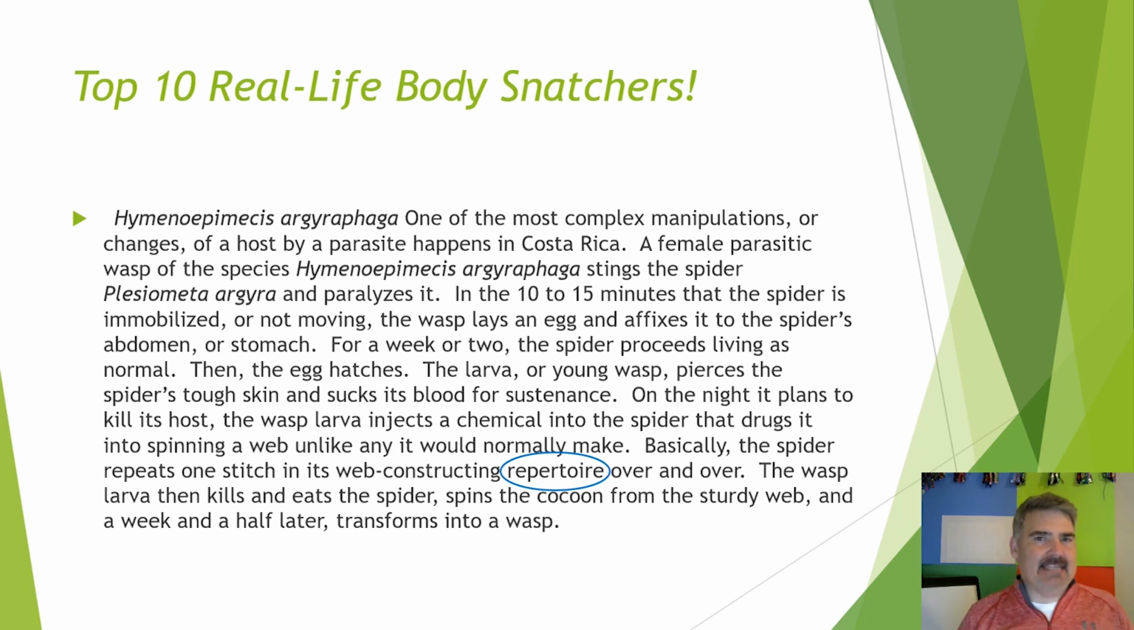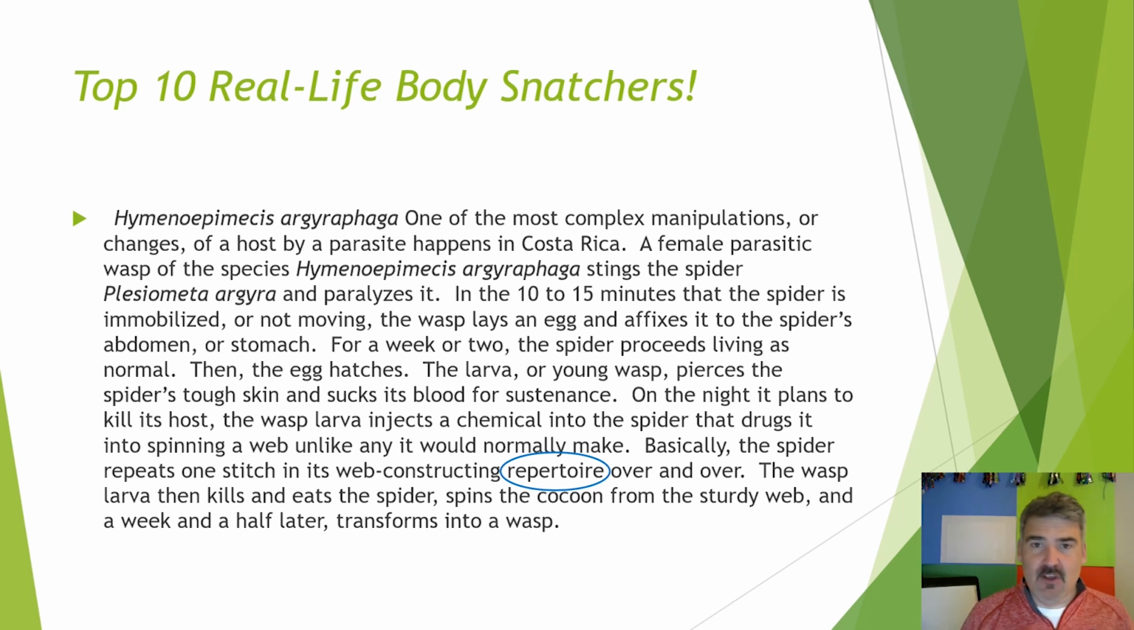So, the key detail I noted in these sentences is the phrase spinning a web unlike it normally would make. Then the passage says that instead of doing what it would normally do, it repeats one stitch in its web constructing repertoire over and over. So it sounds to me like the spider has a whole toolkit of web making strategies it normally uses, but in this case, it only repeats one stitch over and over. Therefore, a repertoire is a set of skills that a person or thing uses often.